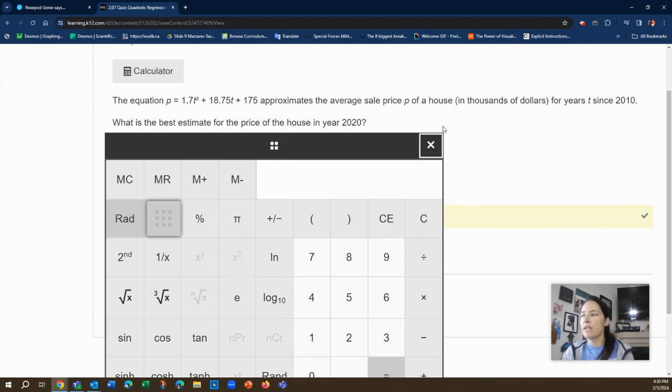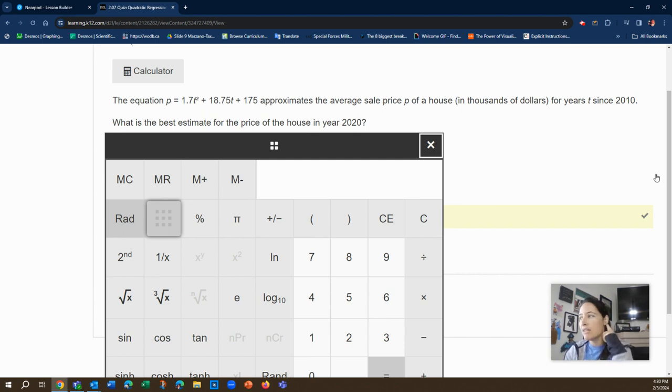We're given the equation, average sales price of a house since 2010. What's the best estimate for a house in 2020? What do we use? What's going on? T is years since 2010. P is the price, so the output is going to be our best estimate. So our input is the time, but it's time since 2010. So up to 2020 is 10 years. So we're going to put in 10.